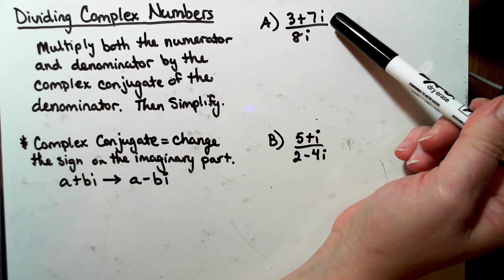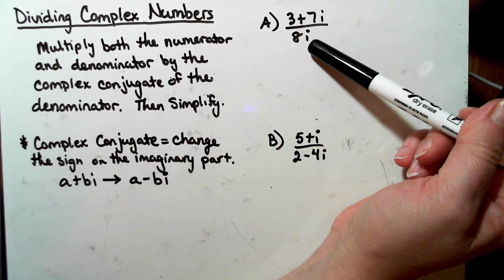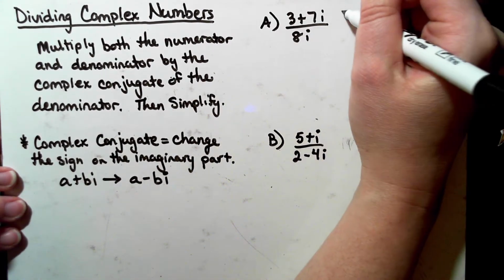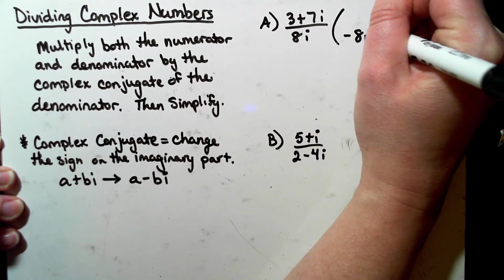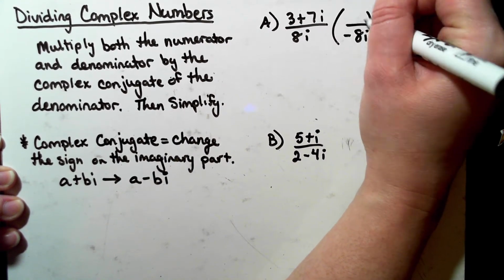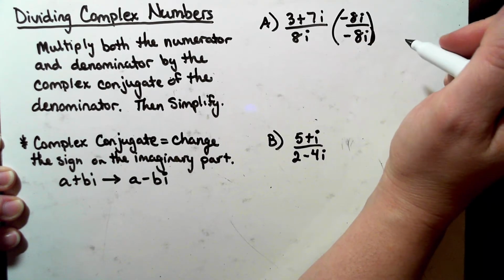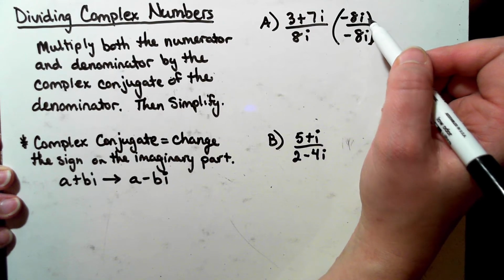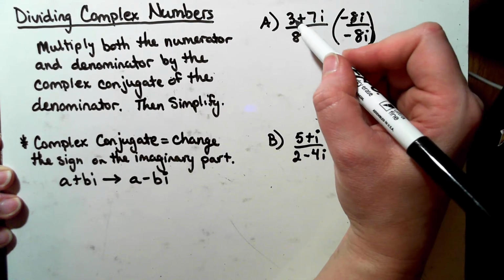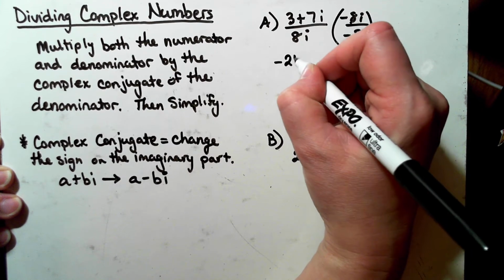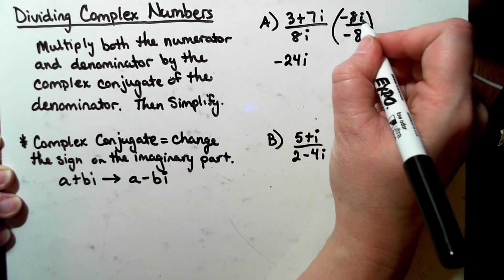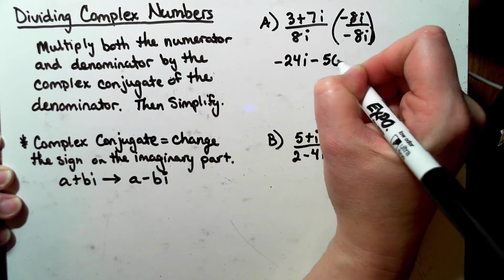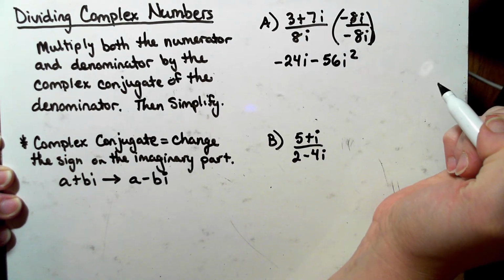This is 3 plus 7i divided by 8i. So the first thing I'm going to do is multiply by negative 8i over negative 8i. So all I need to do is distribute this and then simplify. Negative 8i times 3 is negative 24i. And negative 8i times 7i is negative 56i squared.